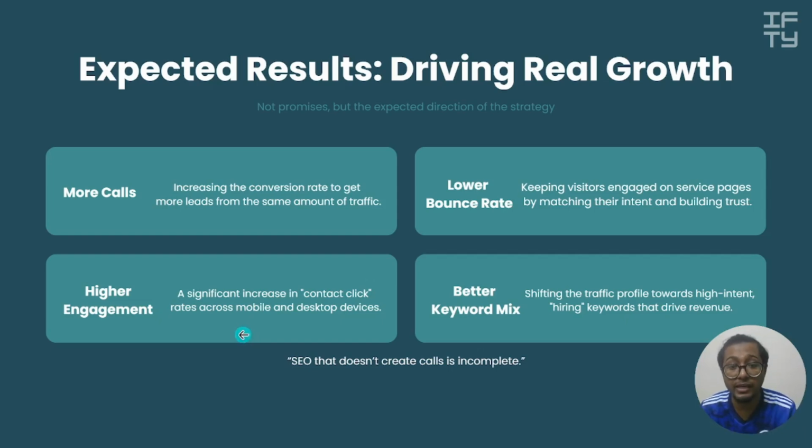And then higher engagement. This is important because more contact clicks will be happening on both mobile and desktop. It will make you feel happy. Better keyword mix is shifting the traffic from learner searches to buyer searches. This is a huge growth for you. Traffic is actually vanity. Inquiries are sanity. SEO that doesn't create calls is incomplete, and that's the real standard we are aiming for here.